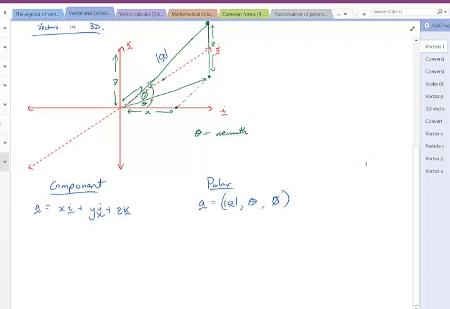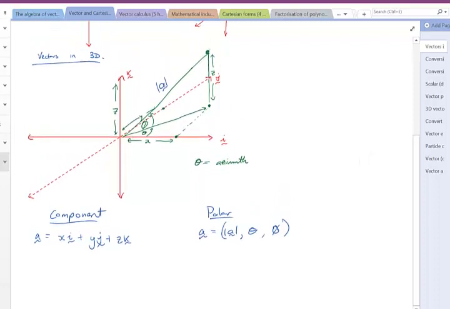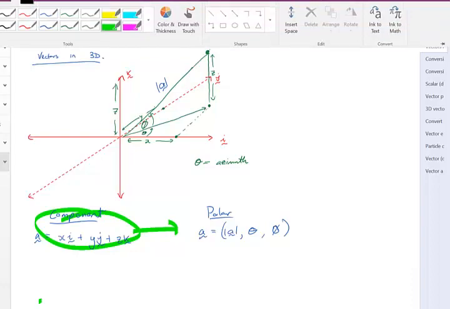Okay, so essentially that's our introduction to 3-dimensional vectors. In component form and polar form, you've got those forms there. Next, we'll start looking at how we convert from component to polar and then polar back to component.